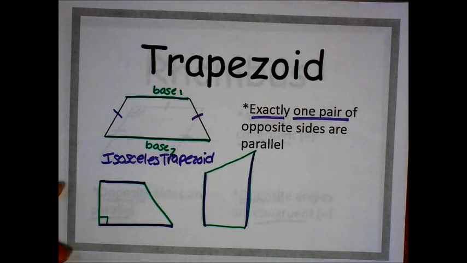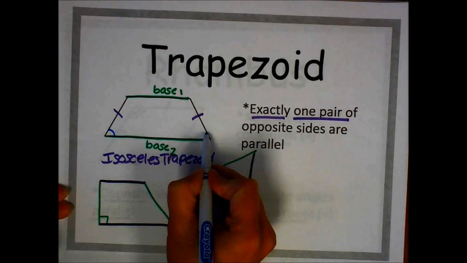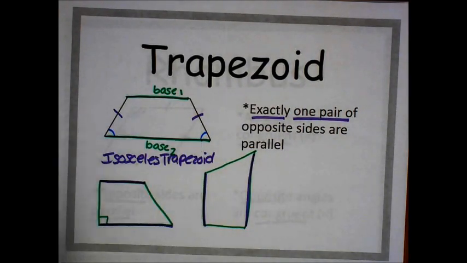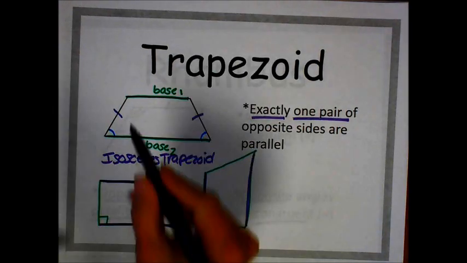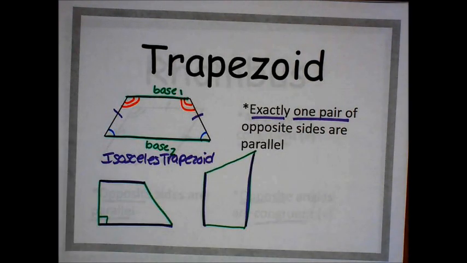Here's something else special about an isosceles trapezoid. Just like in an isosceles triangle, there are equal angles. But in an isosceles trapezoid, the two acute angles are equal. So in this example, the two bottom angles are equal. Then the two obtuse angles are also equal.